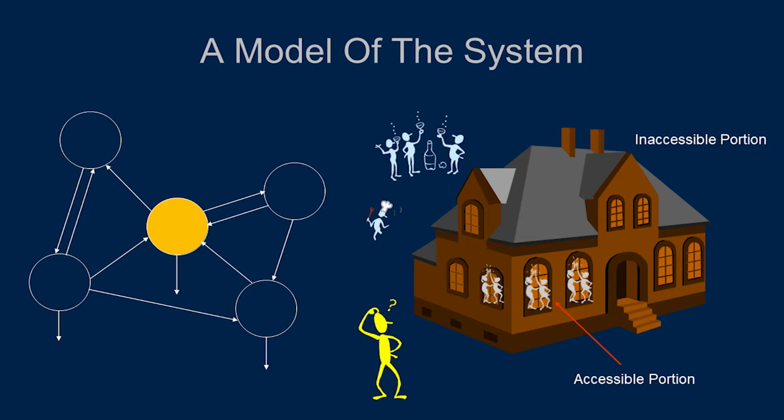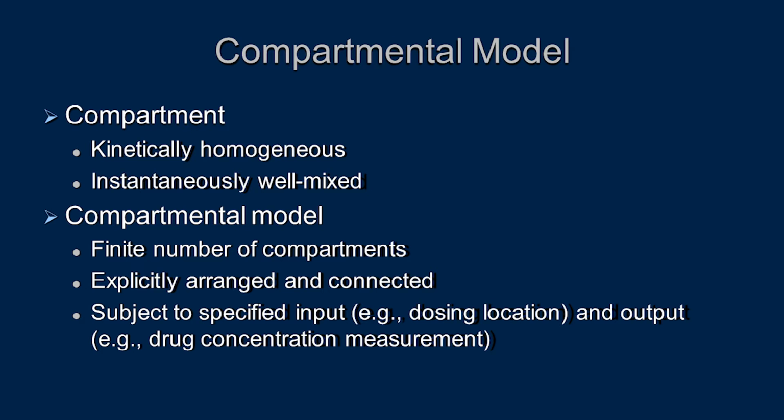Limited measurements, they are not just limited in time or in terms of sampling schedule or how many blood samples we can take, but they're limited in a sense of where we can take them from. For example, blood plasma is the only space that we can access easily in a biomedical system context. So what is a compartmental model in this setting?